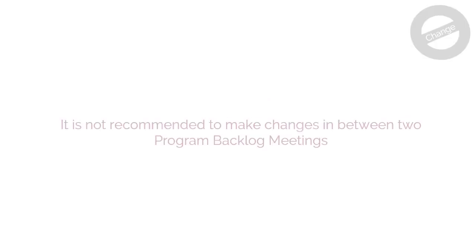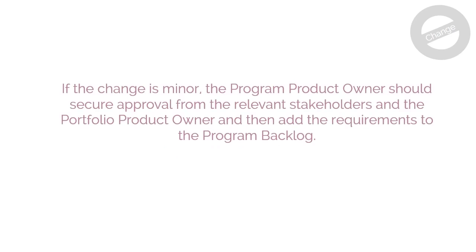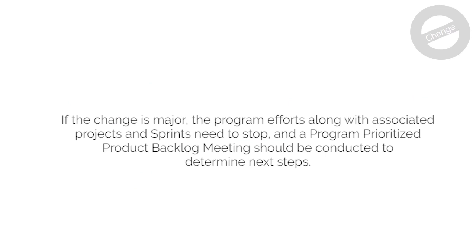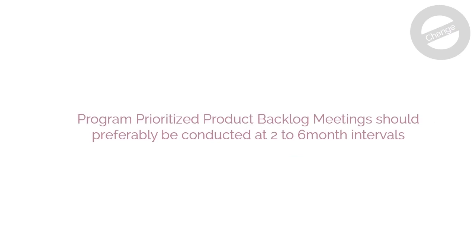In program, it is not recommended to make changes in between two program backlog meetings. If the change is minor, the program product owner should secure approval from the relevant stakeholders and the portfolio product owner, and then add the requirements to the program backlog. Product owners for the project will consider those requirements for inclusion in future sprints. If the change is major, the program effort along with associated projects and sprints need to stop, and a program prioritized product backlog meeting should be conducted to determine next steps. Program prioritized product backlog meetings should preferably be conducted at 2 to 6 month intervals.